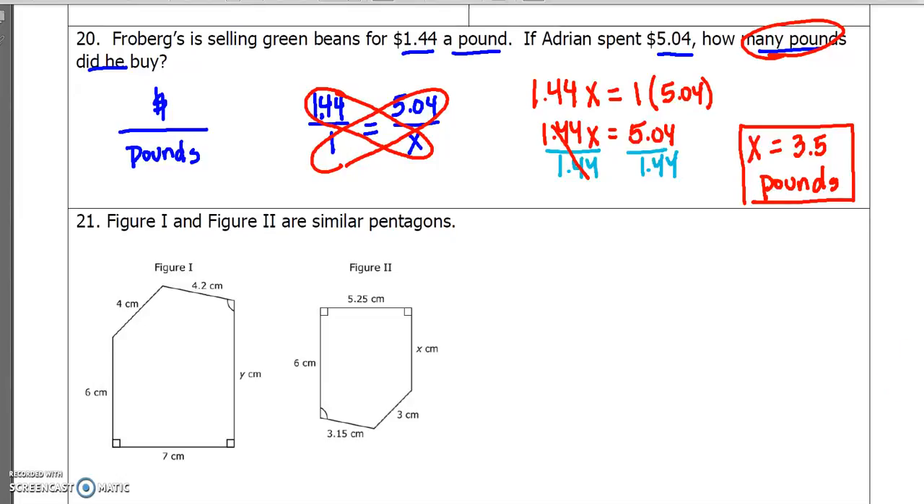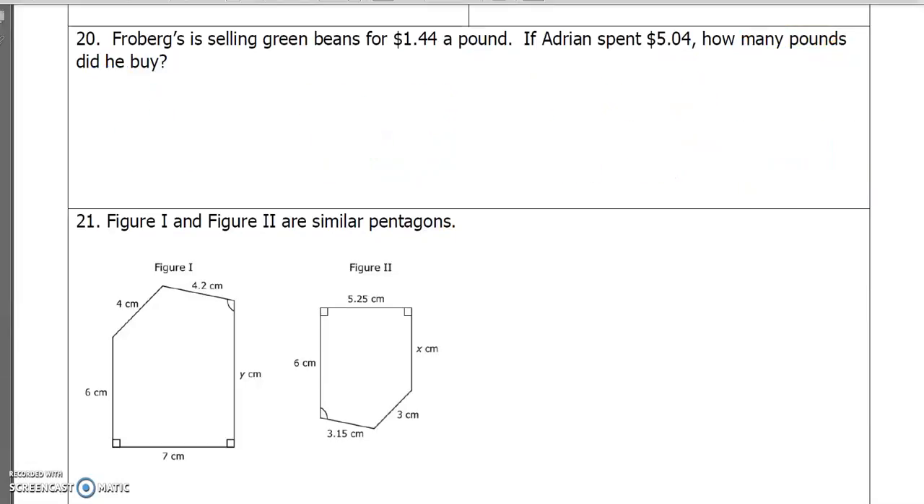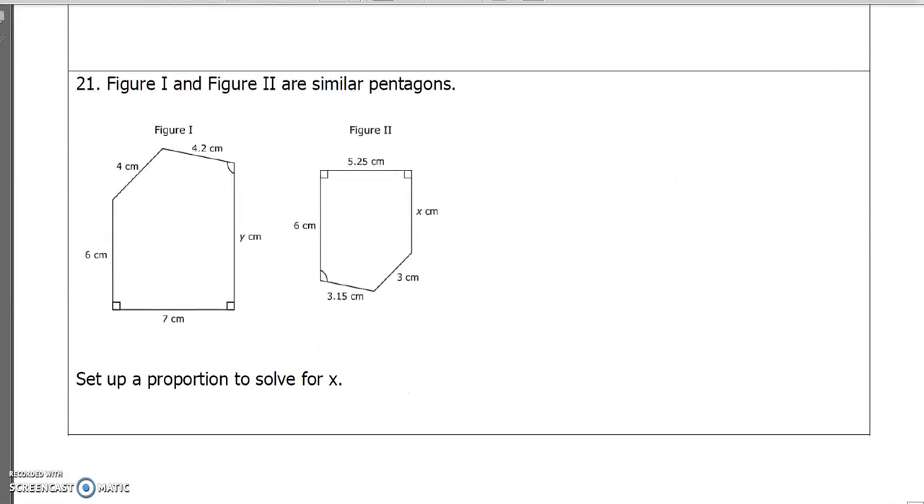Okay, very last one. It says figure 1 and figure 2 are similar pentagons. And let me scoot it up so we can see the bottom part of it. So hang tight just a second. All right, so now it is asking us to set up a proportion to solve for x. Okay, so we have two figures, figure 1 and figure 2. Similar just means that we have the same shape but different sizes.